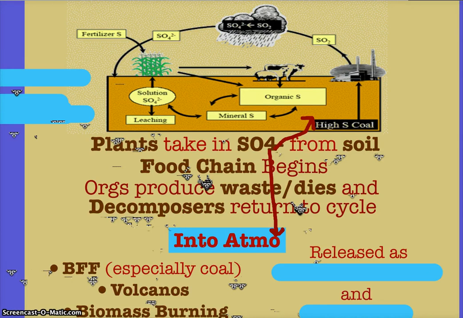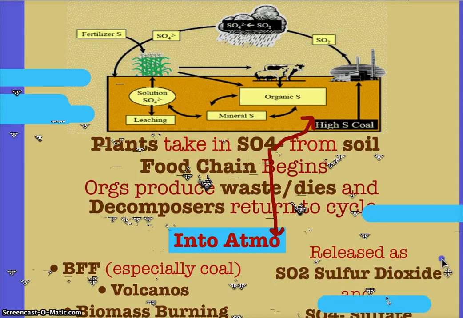But I want you to know that one of the biggest components of sulfur or sulfate into our atmosphere from fossil fuels is actually coal. And then, so you know it can be released as sulfur dioxide or sulfate. So I want you to keep in mind that it's not just sulfate that travels.